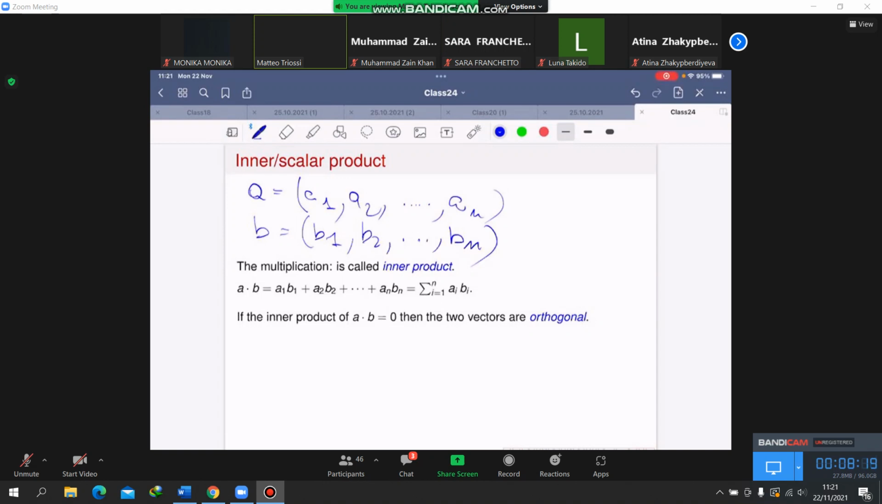And the scalar product describes our idea of perpendicular or orthogonal in geometry. Two vectors are orthogonal by definition when their scalar product is 0.